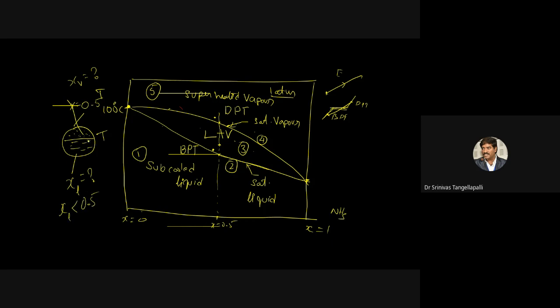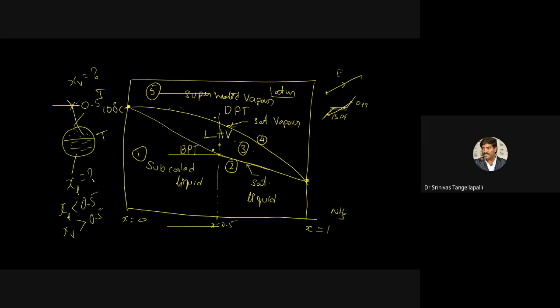What about XV? See, NH3 is joining here. You told just now that ammonia evaporates first. That's why more ammonia is accumulating in the vapor condition, and the X value keeps on increasing. That's why XV is greater than 0.5.